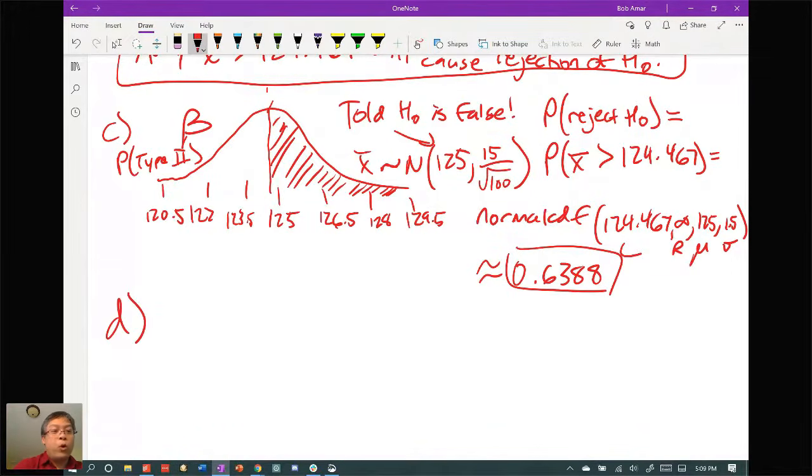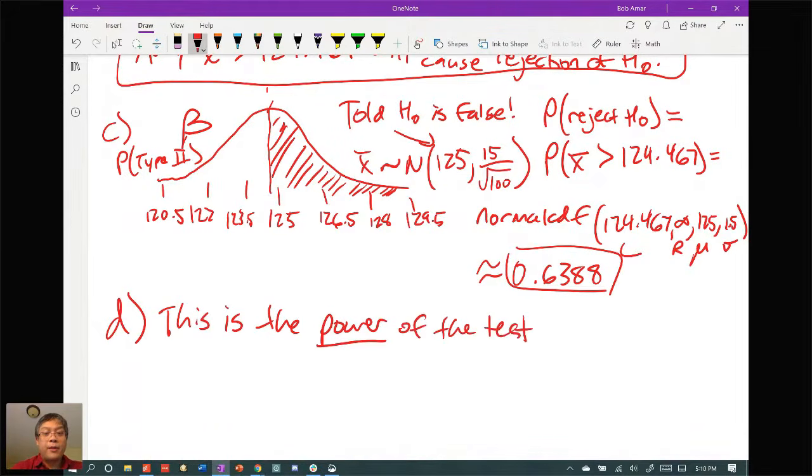This probability is equal to 1 minus beta. So this is the power of the test, since 0.6388 equals 1 minus beta. If you have never computed power before, this is how power is computed. But in order to compute power, you need to know the true mean. That's one of the reasons why we often say, the power of the test against a true mean of some value.